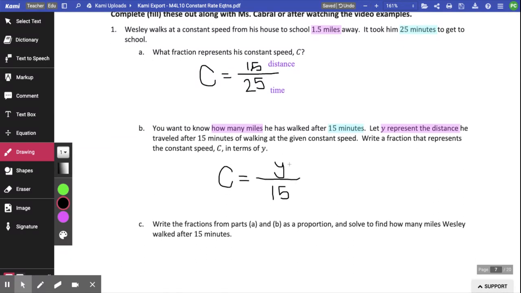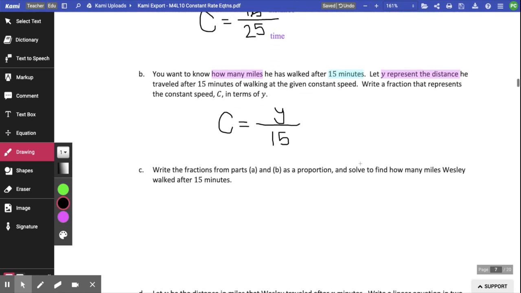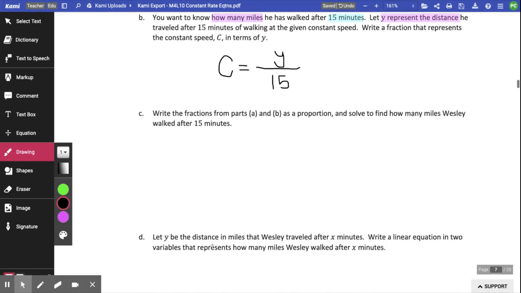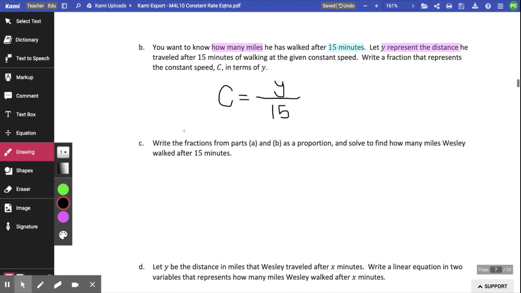All they want is a fraction to represent constant speed. And so for part C, this is where we're actually going to do cross multiplication to solve for something missing. So in part B, they said we want to know how many miles he's walked after 15 minutes. Part C is actually going to get us to solve for that.